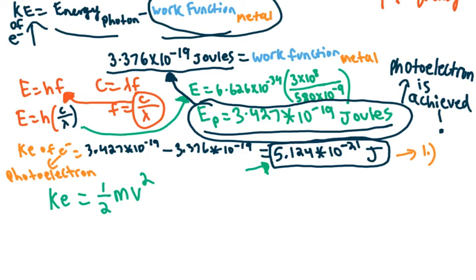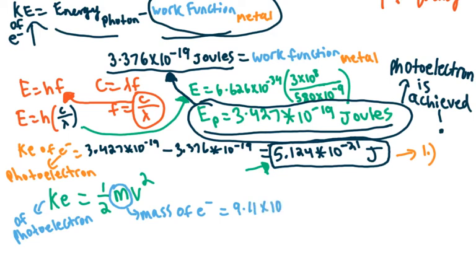All we need is to find the mass, but we don't have to find the mass because we're talking about the kinetic energy of that photoelectron, which is an electron that's being freed. Well, what's the mass of an electron? Let me write that down. Mass of electron is about 9.11 times 10 to the negative 31st kilograms.